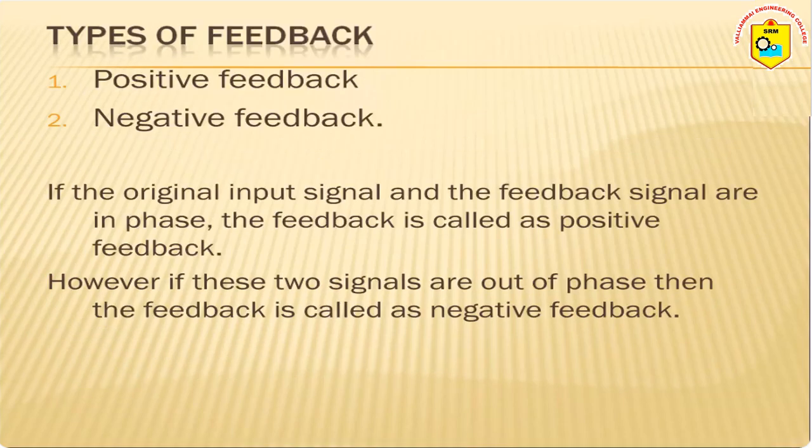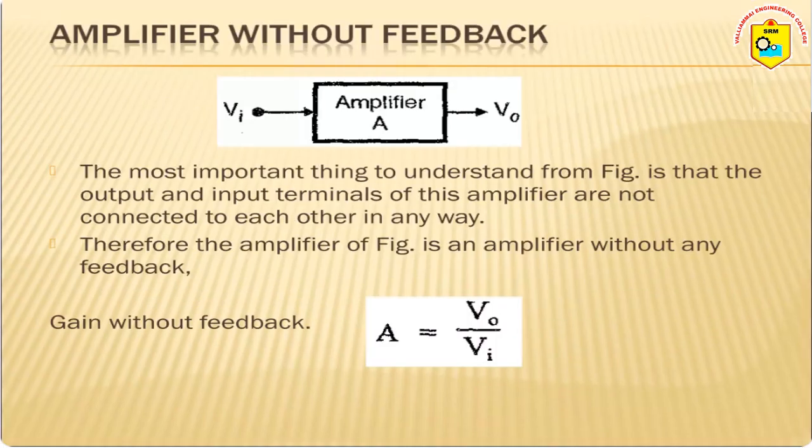There are two types of feedback, called positive feedback and negative feedback. What is the difference between them? When the output signal is fed back to the input in phase, that is, there is no phase shift between the input and the feedback signal, it is called positive feedback. In negative feedback, the output signal is fed back out of phase, that is, with phase shift. When there is no phase shift, it is positive feedback. When there is phase shift, it is negative feedback.